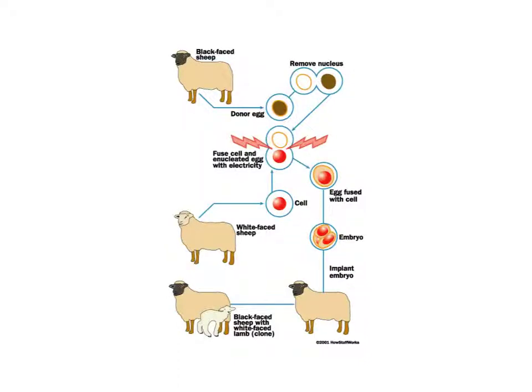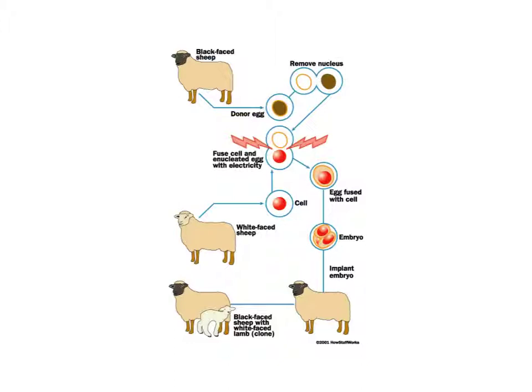This video aims to describe how cloning can occur. Now, clones are individuals that are genetically identical to each other. There are different ways of producing cloned animals, but currently the most successful method uses a process called nuclear transfer. To do this, you need a donor egg.